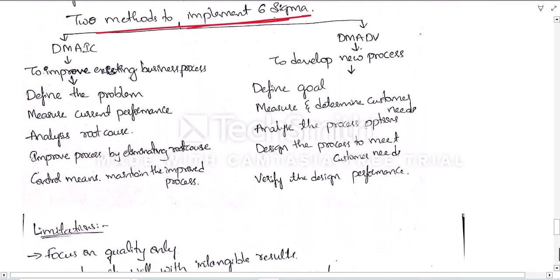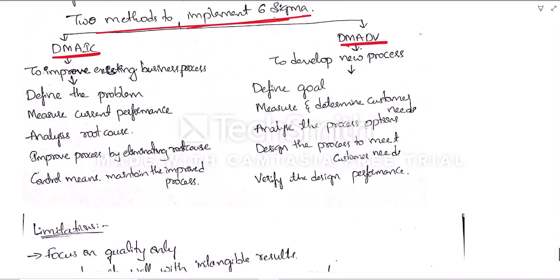One is DMAIC and the other is DMADV. DMAIC is used if we want to apply 6 sigma for an existing business or existing process. DMADV is used to develop a new process, meaning if we want to apply 6 sigma for a new business, we have to adopt this. Okay, DMADV.